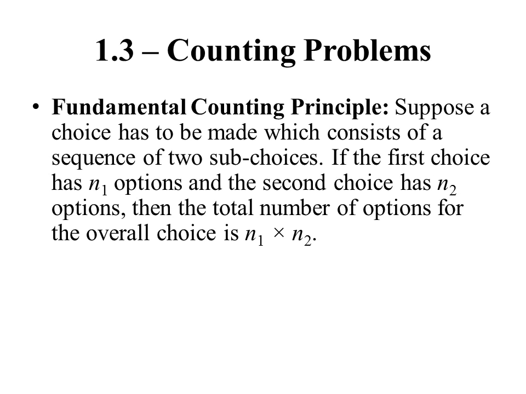That says, suppose we have a choice to be made which consists of a sequence of two sub-choices. So we have to do one choice and then a second choice. If the first choice has n1 options and the second choice has n2 options, then the total number of options for the overall choice is n1 times n2. So all you have to do is multiply the numbers of sub-choices, and that gives you the total number of ways to make the overall choice. And of course, this could be extended to more than two sub-choices. It's just stated here with two sub-choices for convenience.